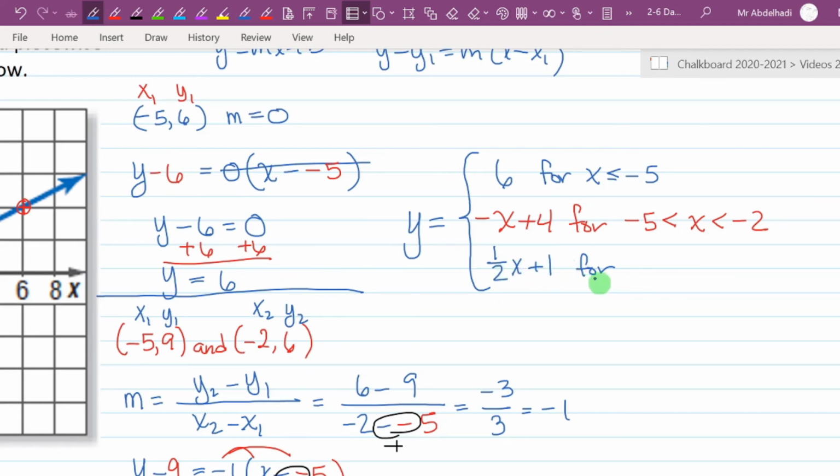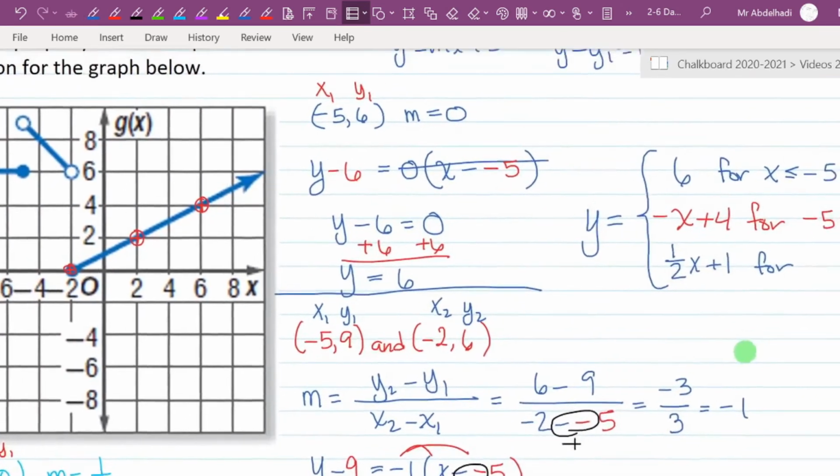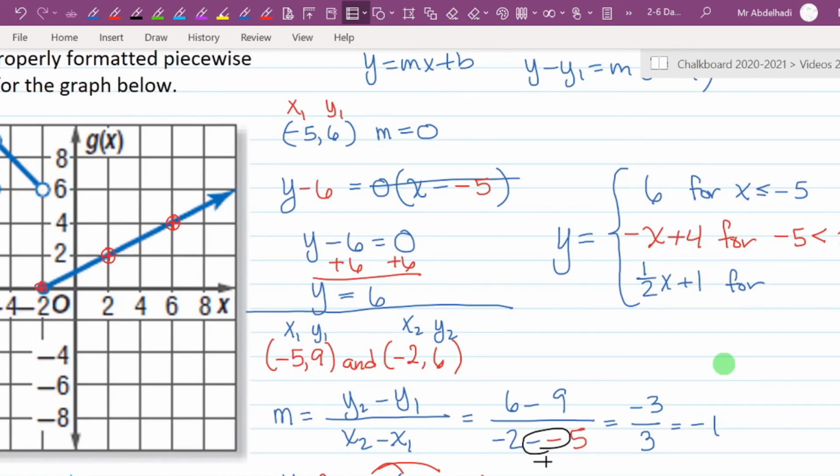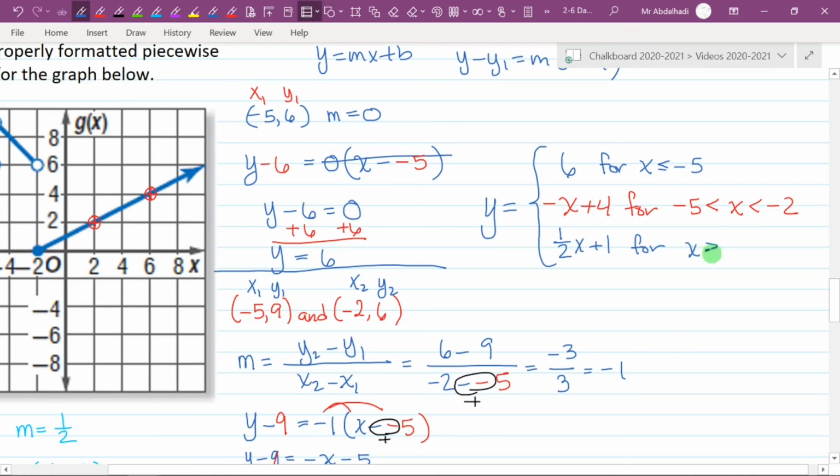Where does this function live? What is its domain? Okay, its place of residence. All right, so it starts at x equals -2. You can see that, right? And goes to the right, so greater than. So x is greater than -2. It's a closed circle, so it's greater than and equal to. So what we're going to have here is x is greater than or equal to -2. And now we're done. Okay, there's your answer right there.